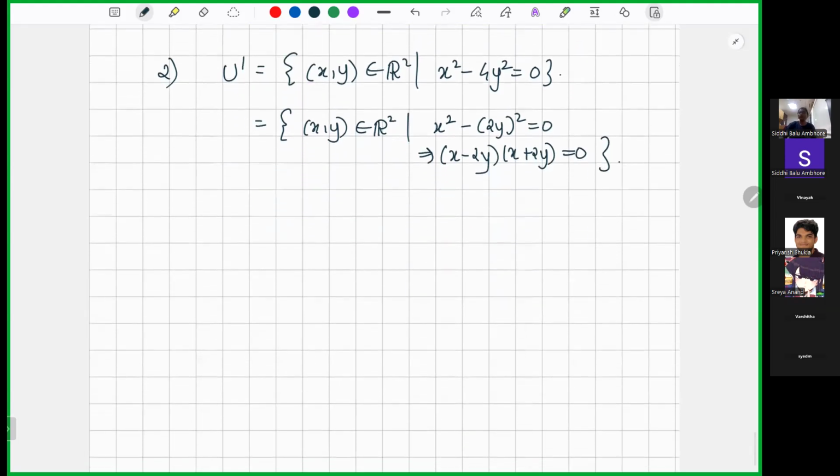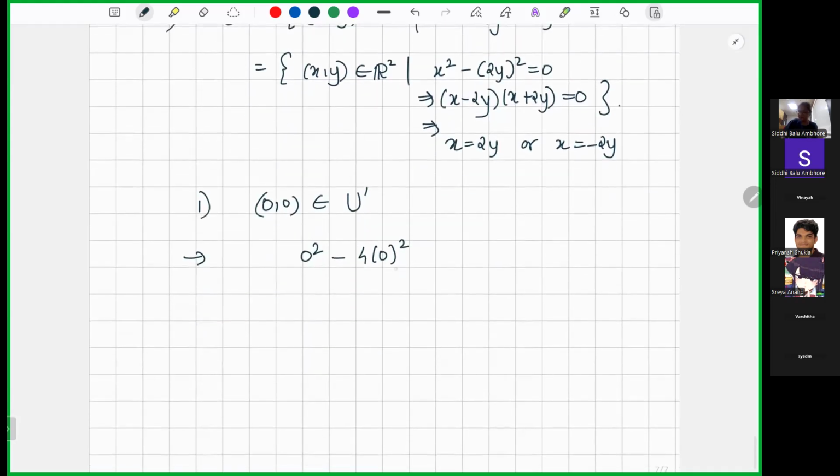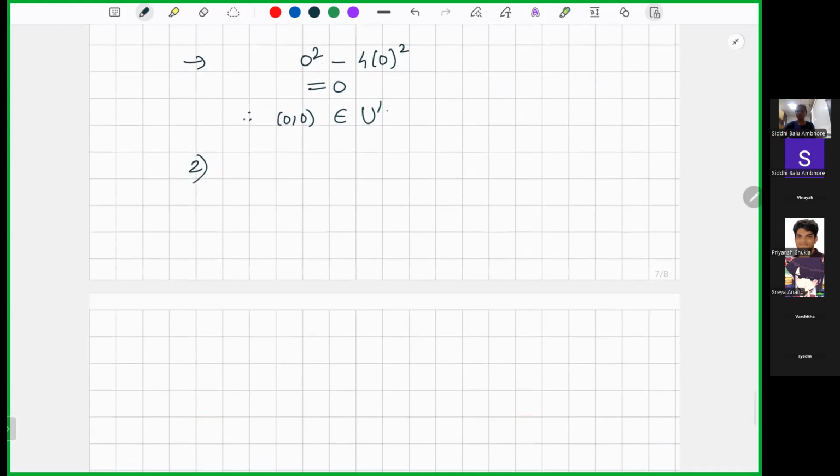And if you further want to check, this just implies either x is equal to 2y or x is equal to minus 2y. I'm just simplifying this because we might need this to prove the subspace structure on this u dash. So first, whether 0, 0 belongs to this u dash or not. So clearly, 4 times 0 square minus 0 square is equal to 0. So therefore, definitely 0, 0 belongs to this u dash. I'm not writing all the details because we already have gone through enough examples.